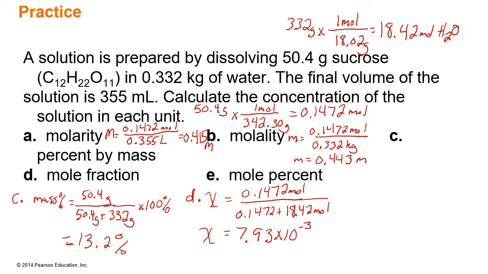If we want to find mole percent, it's equal to our mole fraction times 100 to turn it into a percentage. And so we end up with 0.793%. You'll notice we get very different numbers depending on the concentration that we're measuring, but it all depends what you're trying to do with these concentrations as to which is the proper one to use.